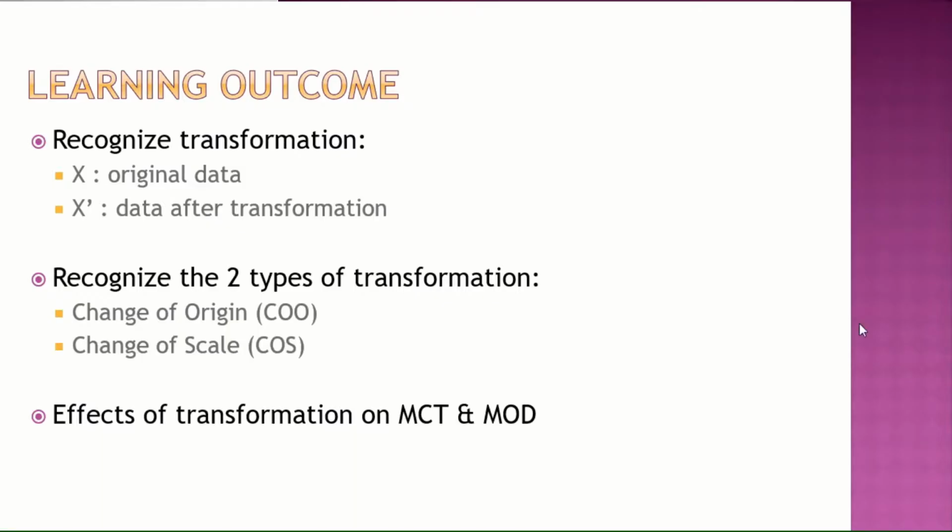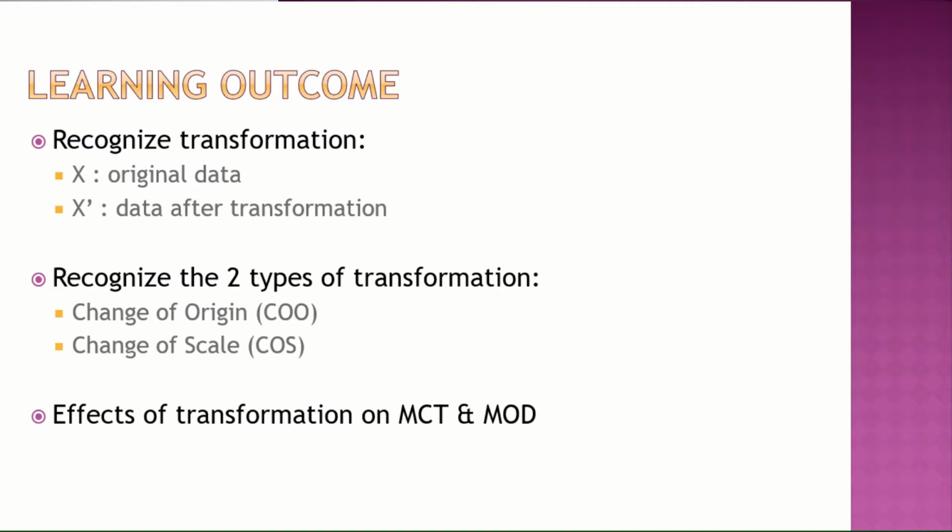Okay, so our learning outcome for this would be recognizing transformation. What is transformation? Basically, it is when you make a change to your data. How do you change your data? Basically you're transforming it. You add or minus something to your data, or you times and divide something to your data. So let's say if I plus 2 to my data, what will happen to my mean and standard deviation? Will it also be added by 2? Or you multiply 3 to your data, what will happen to my mean and standard deviation?